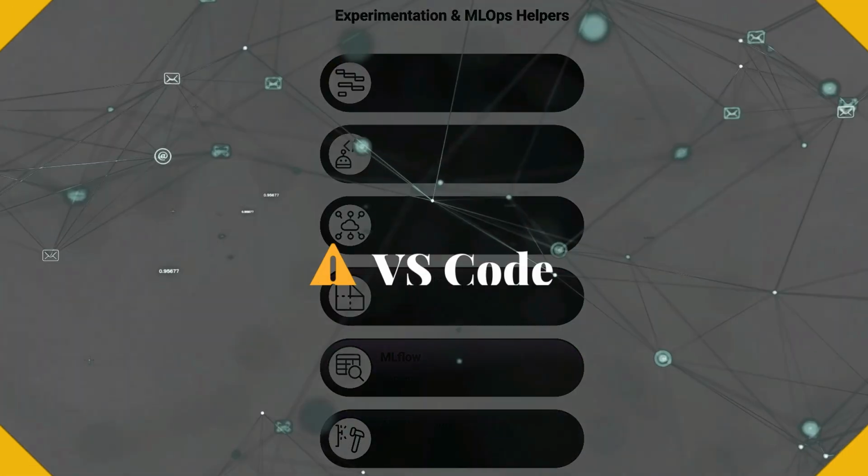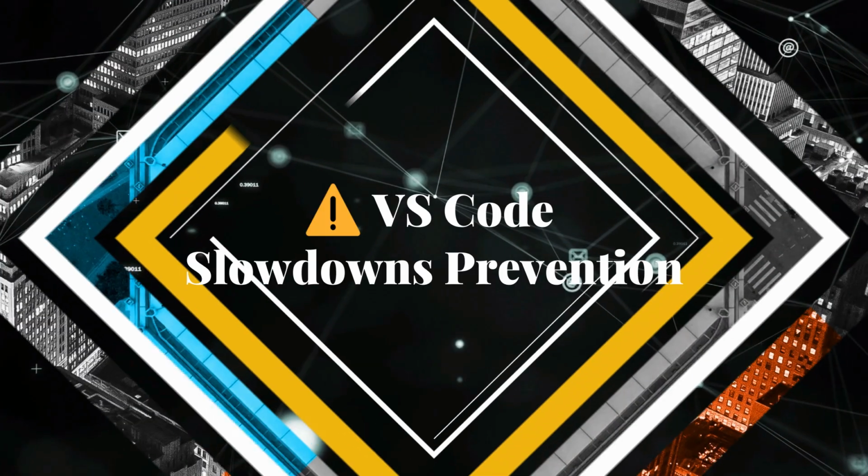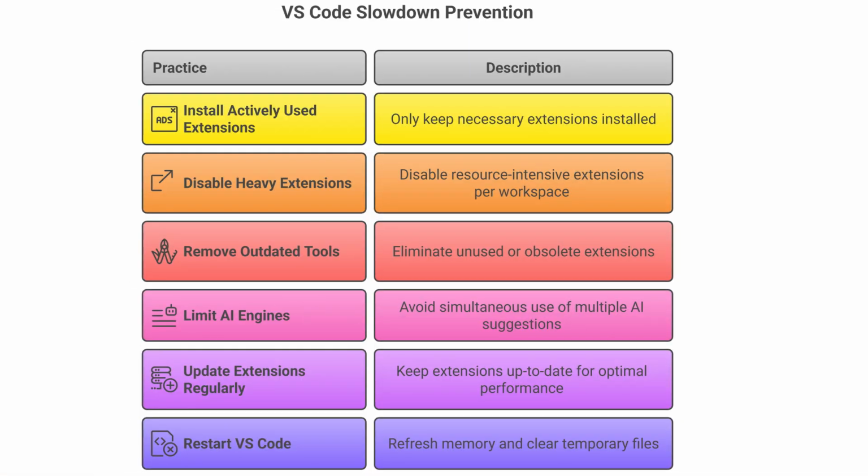Best practices to prevent VS Code slowdowns. Extensions add functionality, but too many can reduce performance. To keep VS Code fast, install only what you actively use. Disable heavy extensions per workspace. Remove outdated tools. Avoid running multiple AI suggestion engines at once. Update extensions regularly. Restart VS Code to refresh memory.